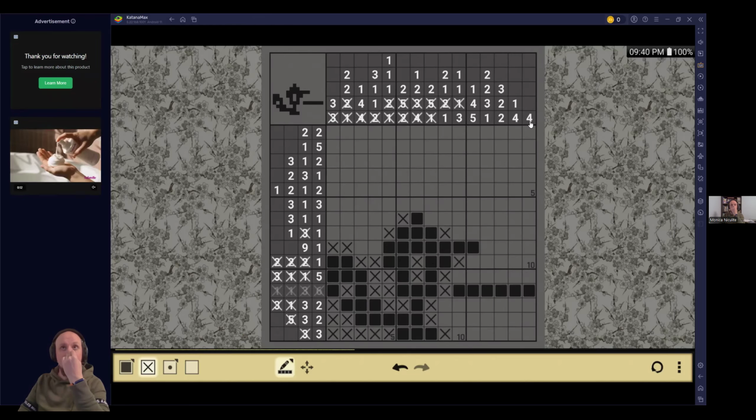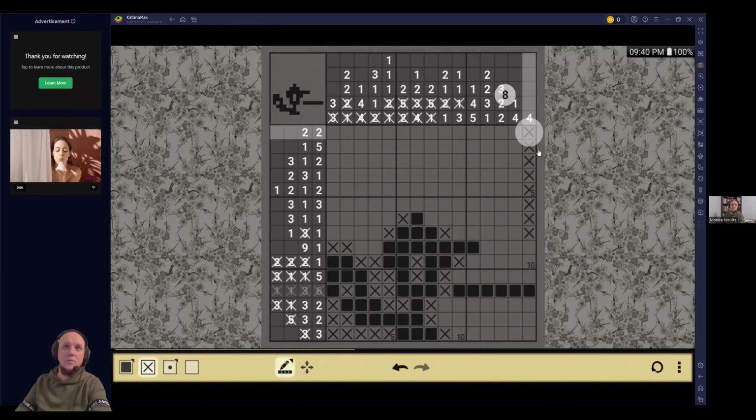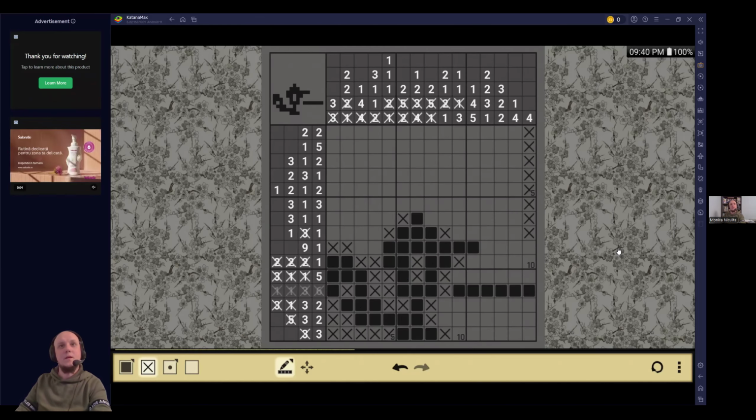As you can see, we have a 4 here. Now, if the 4 is going from here to here, that means everything from here is actually an x. So there's nothing in there. At least we have that part done.